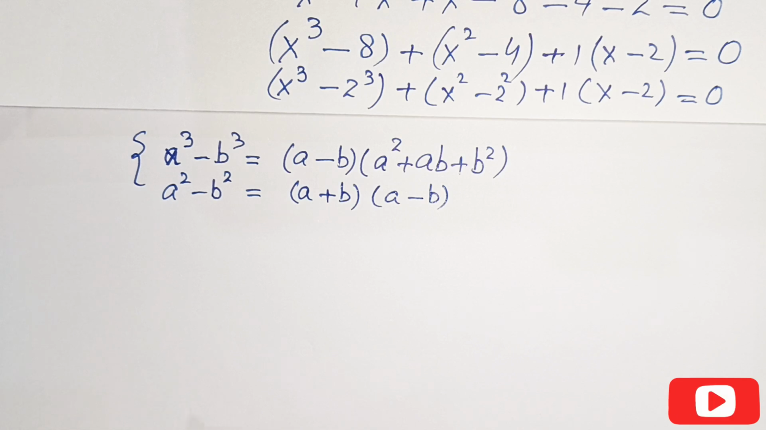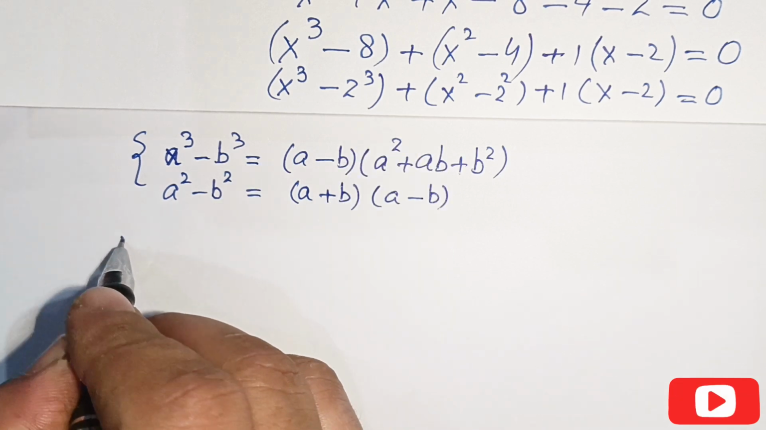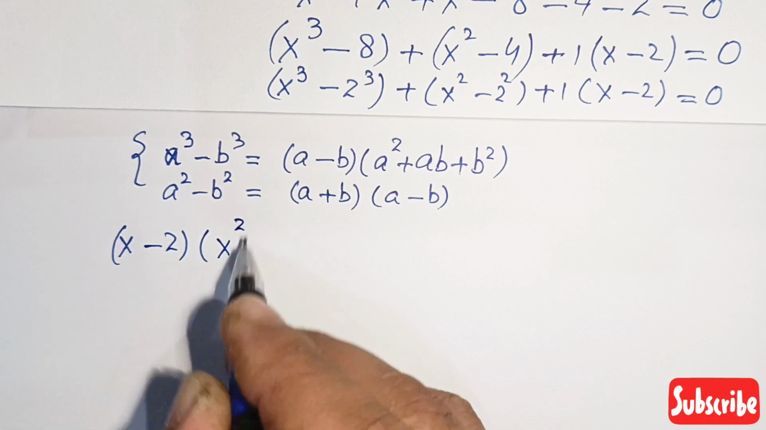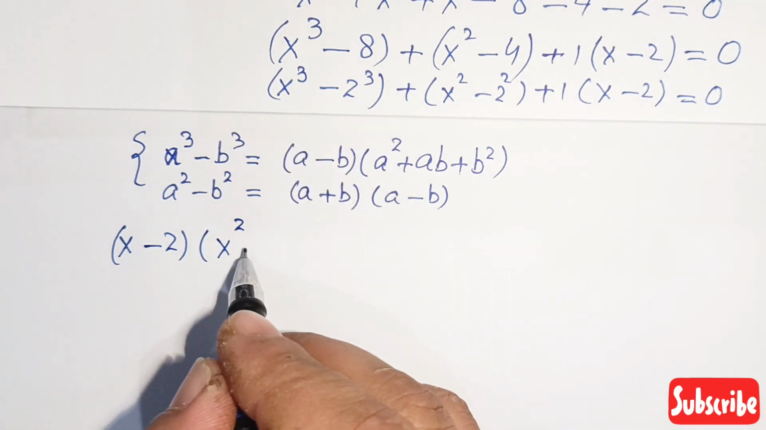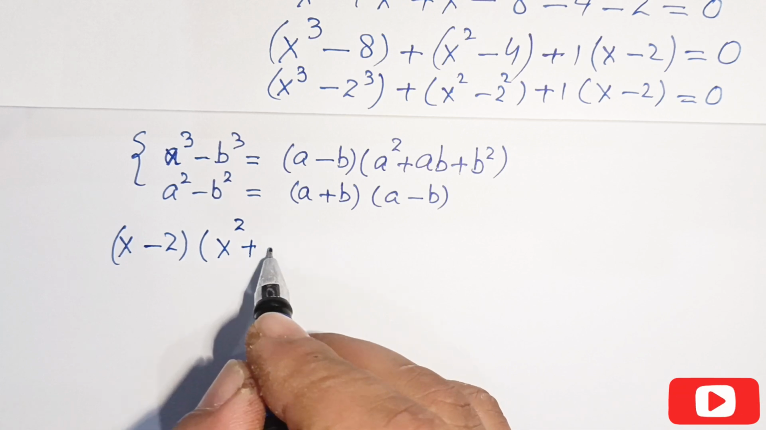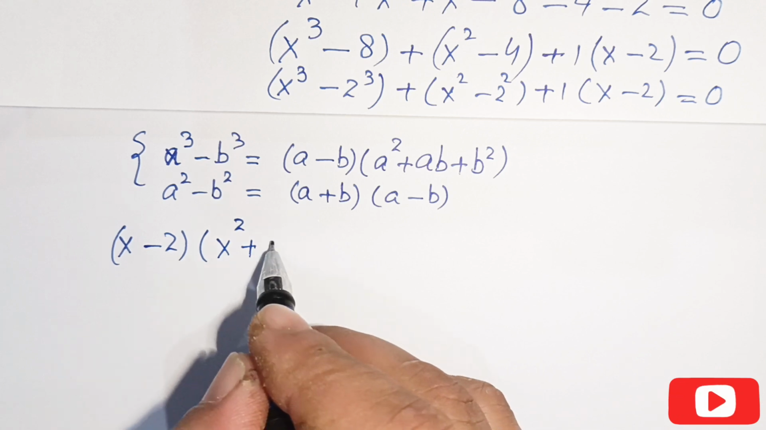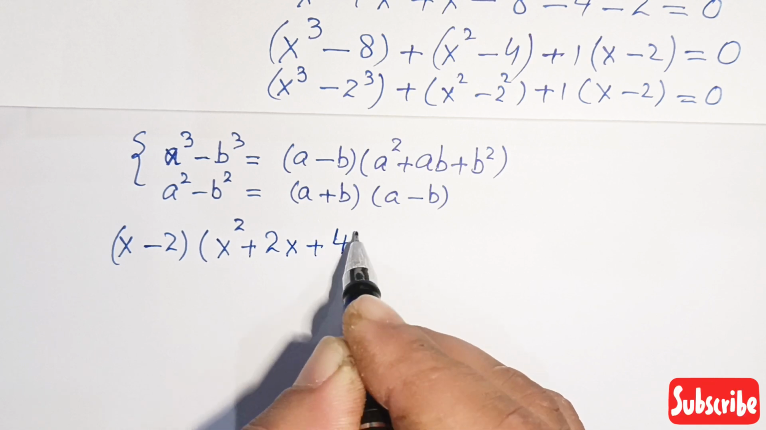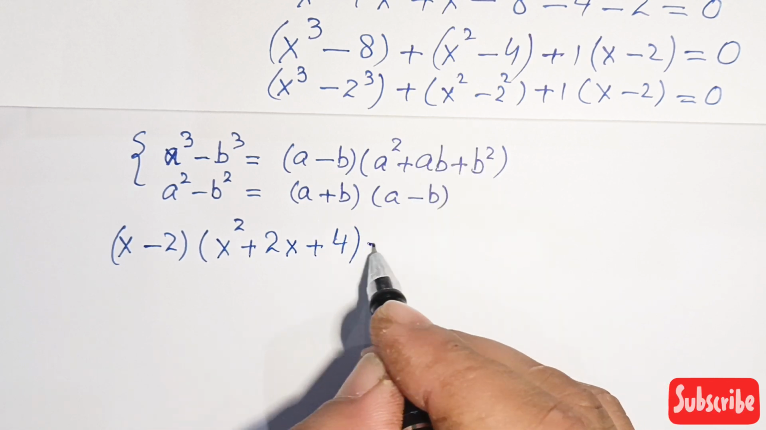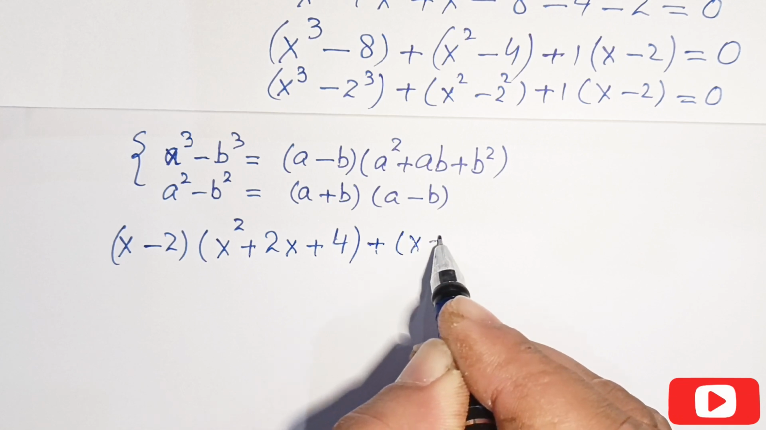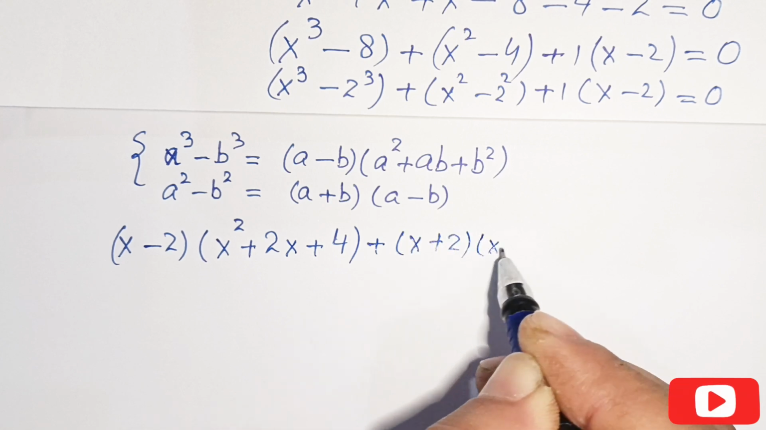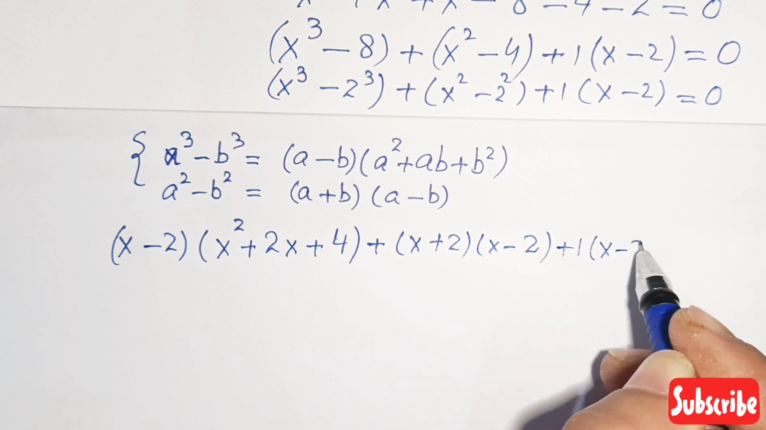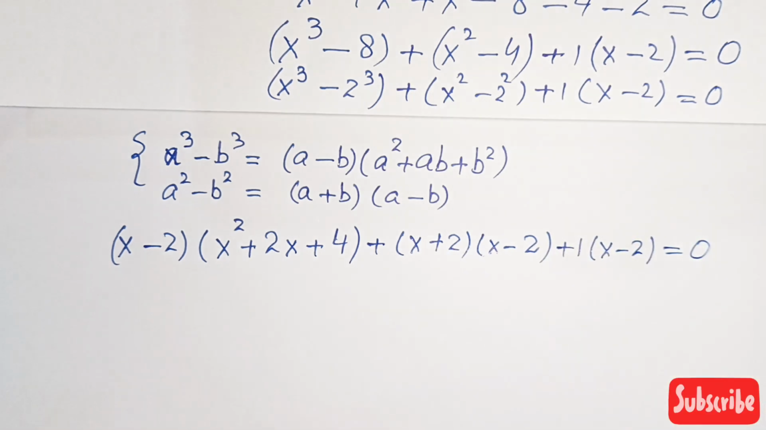Now applying these two formulas here, then we have x minus 2 times x squared, and here this minus will be that positive sign, so plus this 2 times x, which will be 2x, and plus 2 squared is equal to 4. So here we have plus x plus 2 times x minus 2, and plus 1 times x minus 2 is equal to 0.